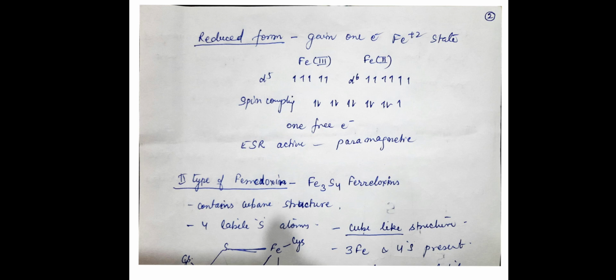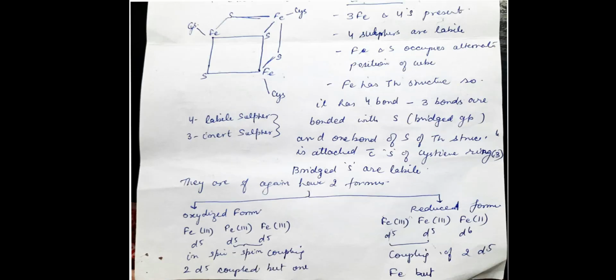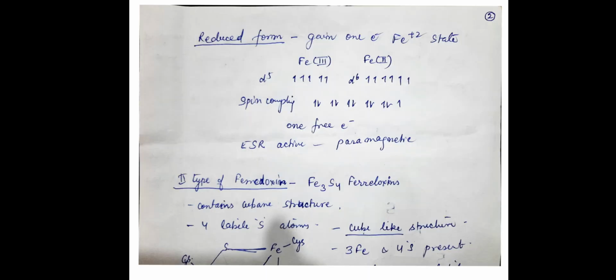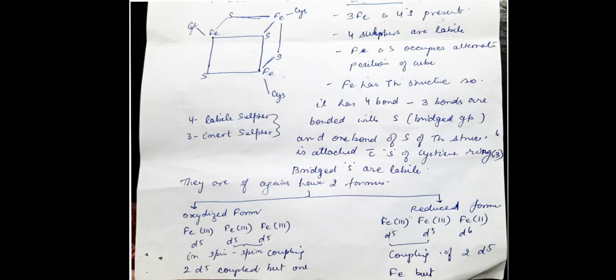They are again of 2 types, oxidized form and reduced form. In the oxidized form, Fe3+, Fe3+, Fe3+, the structure has 3 metal atoms. In the reduced form, again Fe3+, Fe3+ and Fe2+. One is Fe2+. The configuration in the oxidized form is d5, d5, d5. In the reduced form, the configuration is d5, d5, d6.